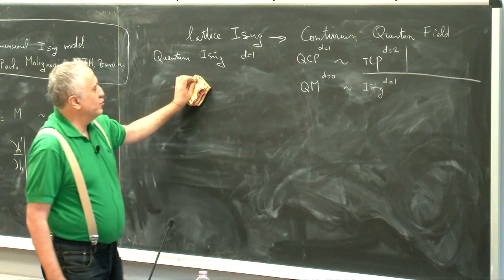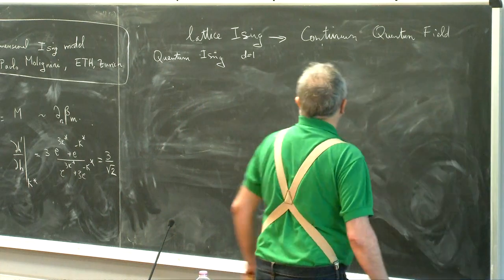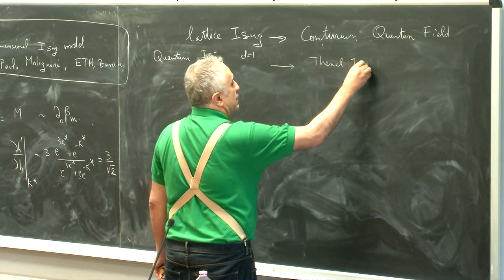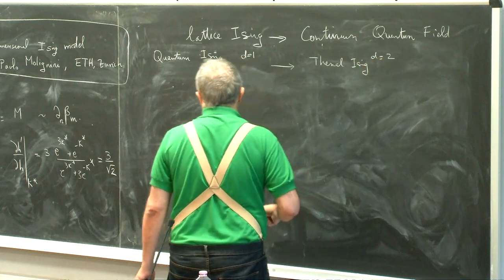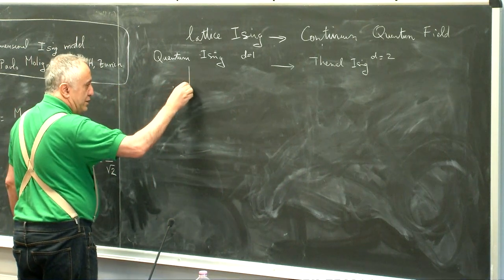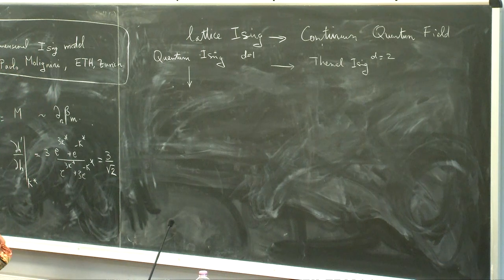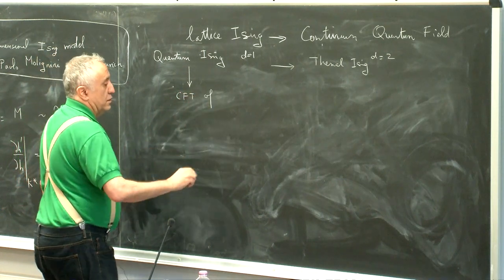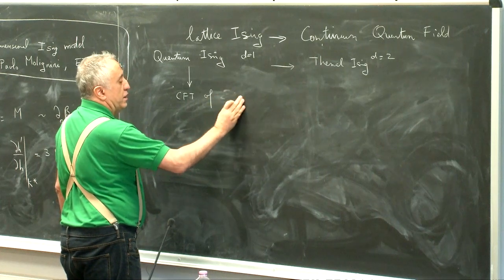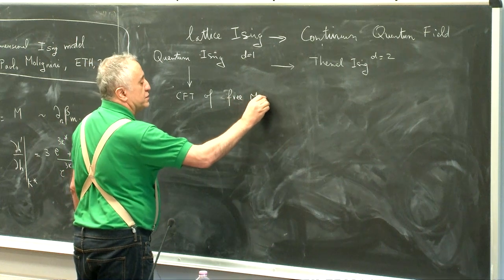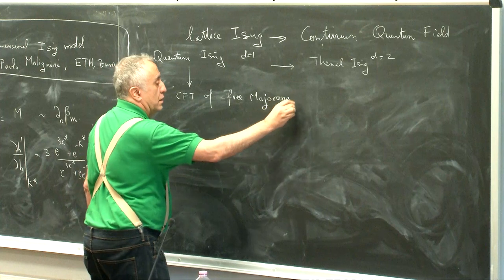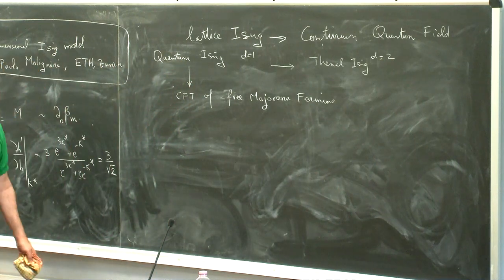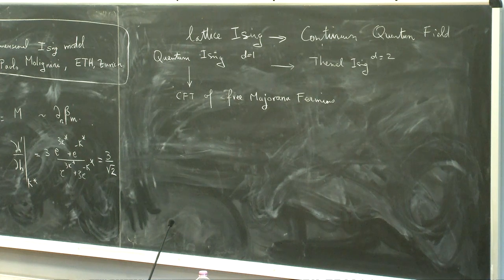We take the one-dimensional quantum Ising, and from this, we can go to thermal Ising in D equal to 2, which is our aim. But first, I will come down this way and show that quantum Ising in D equals 1 can correspond to this conformal field theory of free Majorana fermions. But how? How is the question?